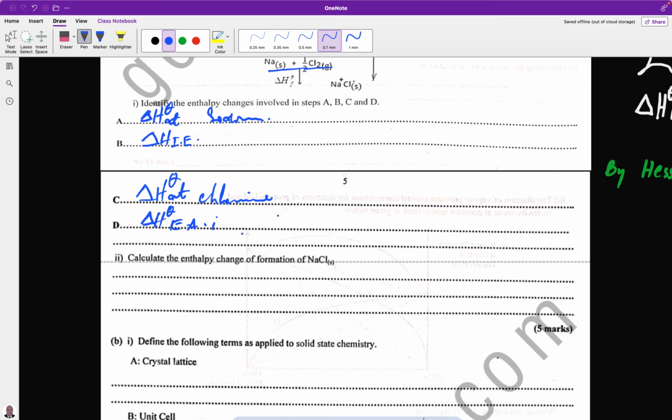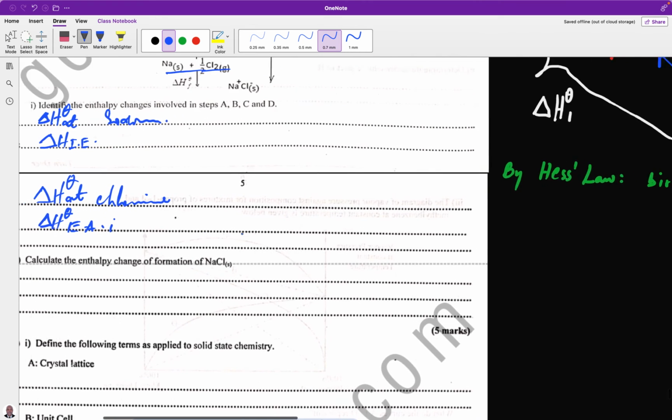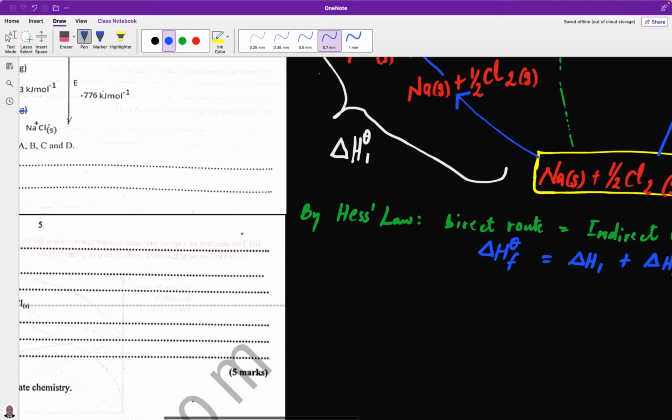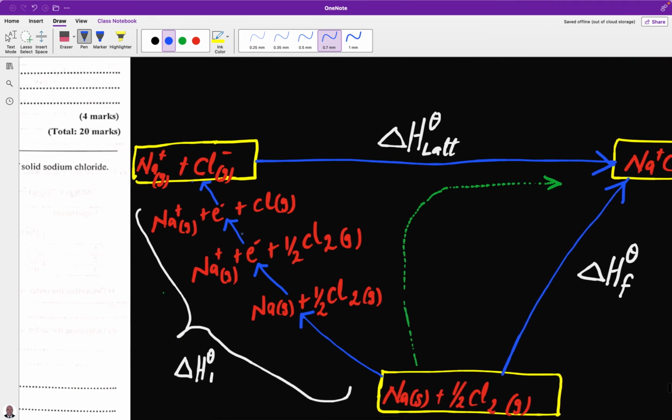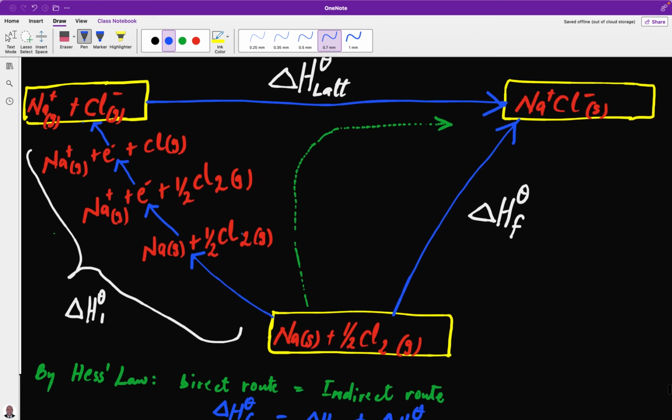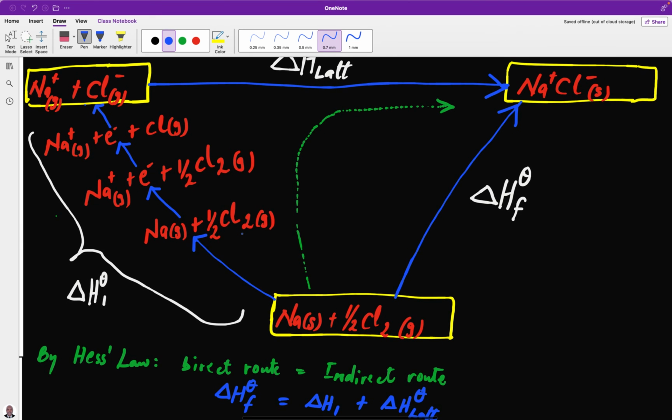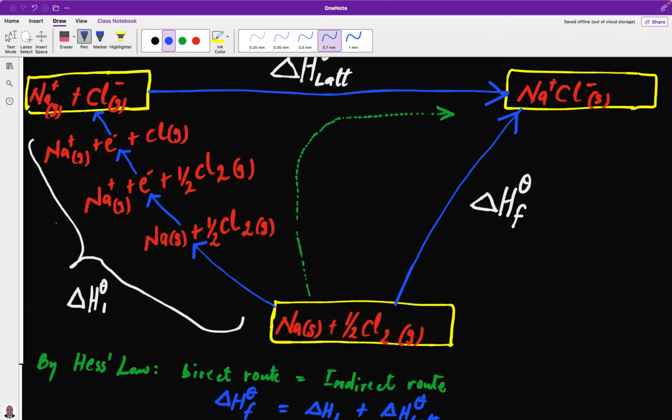Okay. Calculate the enthalpy change of formation of sodium chloride. Once more, you can watch here. This is another way of writing the cycle through Hess's law. By Hess's law, you can write the cycle like this. It will enable you to do your calculations. Now, this is sodium chloride.